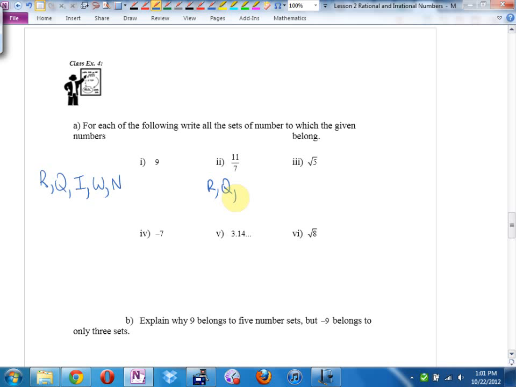Root 5. I heard someone whisper it. They're right. Irrational, right? Is it a square root that doesn't work out evenly? Then it's irrational. What was the symbol for irrational? Not IRR. Q bar, not rational.